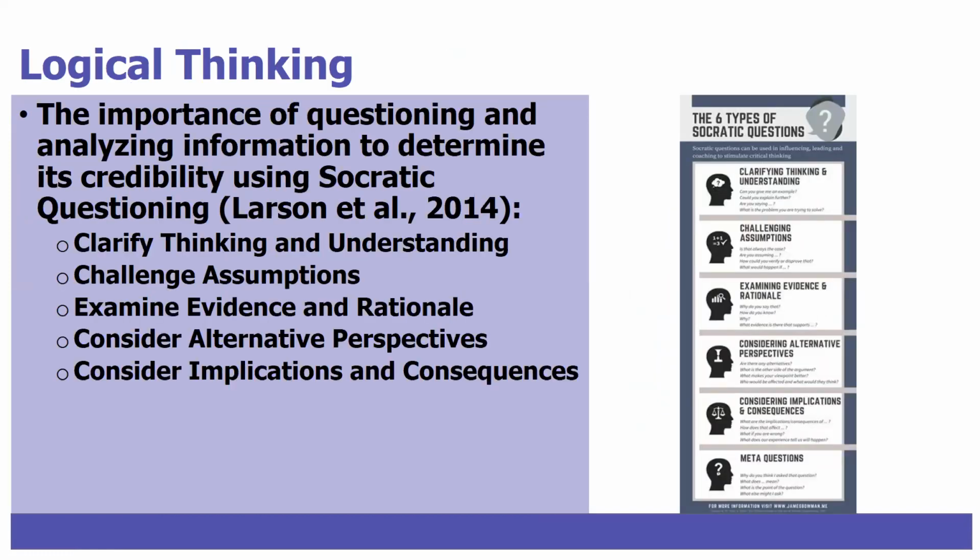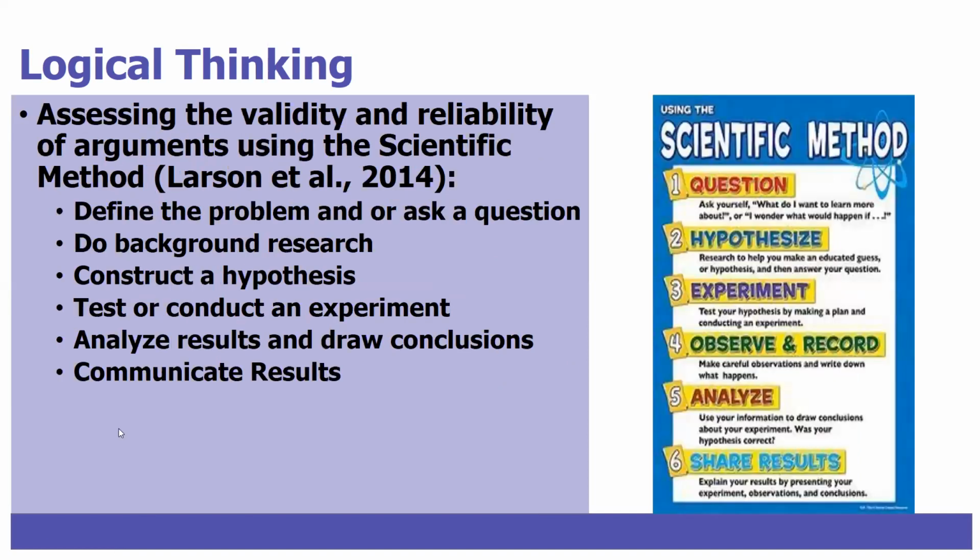Using logical thinking requires the ability to question and analyze information to determine its credibility, and we can do this by using Socratic questioning. There are 6 types of Socratic questions, and they include clarify thinking and understanding, challenge assumptions, examine evidence and rationale, consider alternative perspectives, and consider implications and consequences.